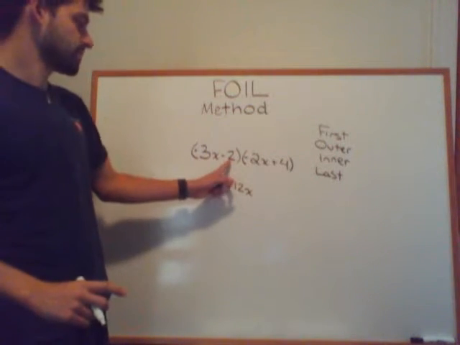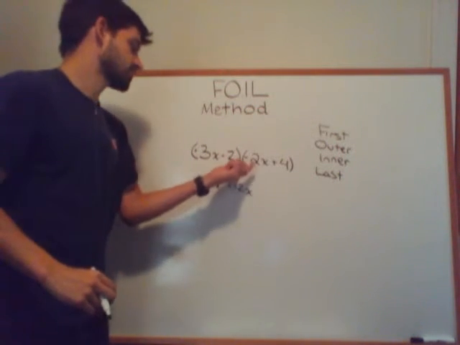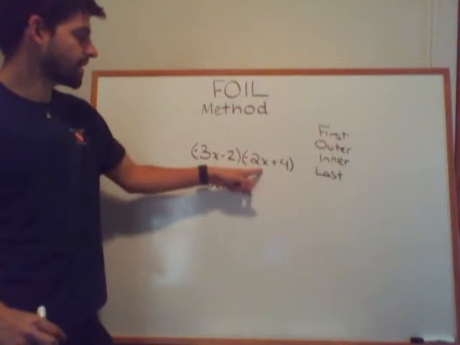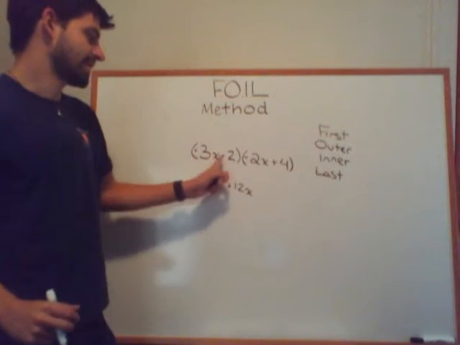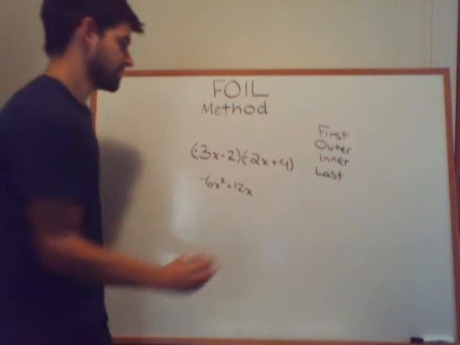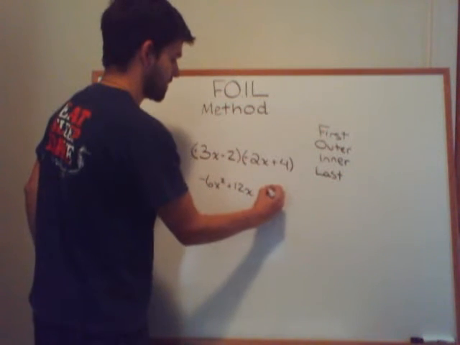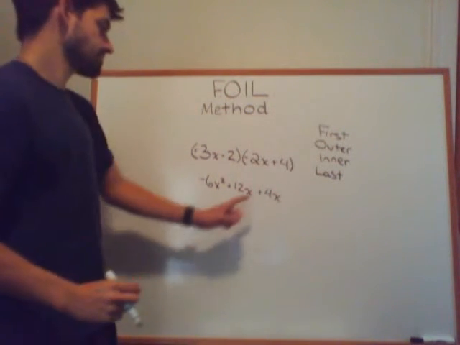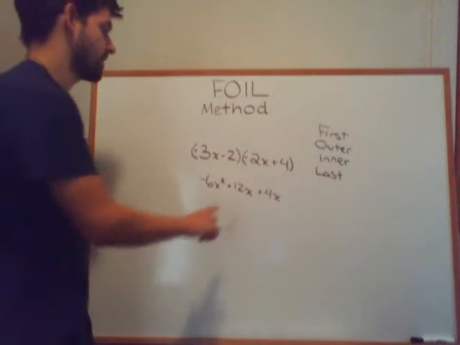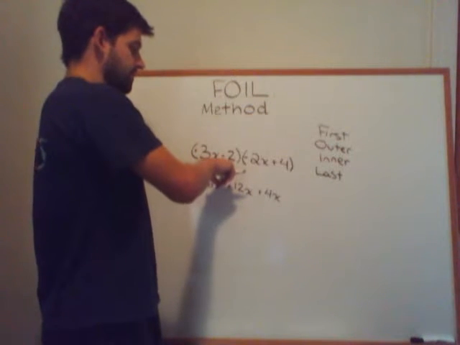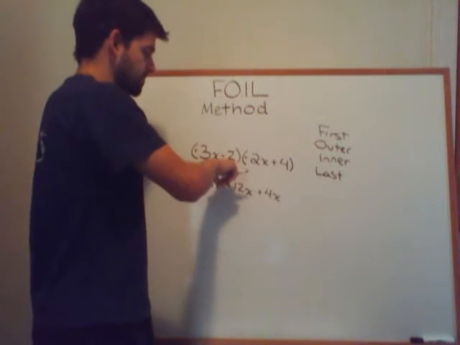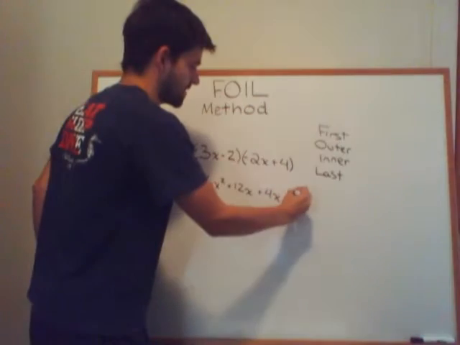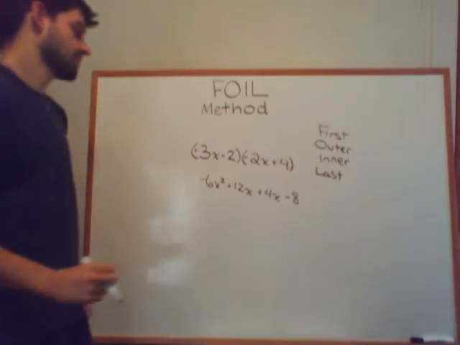Okay. Inner are going to be the inner parts of the binomial expression. So we have a negative 2 times a negative 2x. Remember, negative times a negative is a positive, so positive 4x. Okay. And then we have last, negative 2 times positive 4. That's going to give us minus 8.